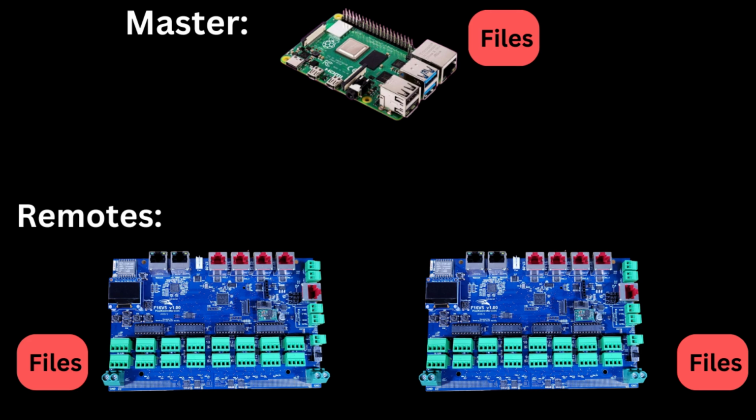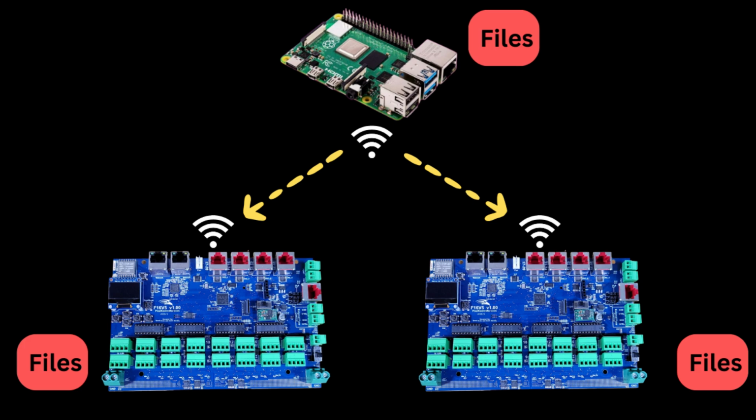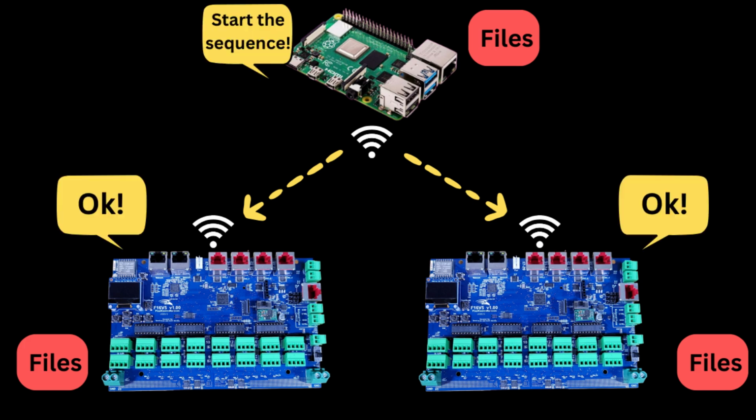Each device running remote mode would get a copy of the sequence files, then the master would wirelessly send a message to the remotes to start and stop the sequences. It will also keep them in sync. This is good to use when you can't run an Ethernet cable to your controller from your computer. If the controller is running in remote or master mode, you will need the sequences on a micro SD card, and you'll have to insert that into the SD card slot.